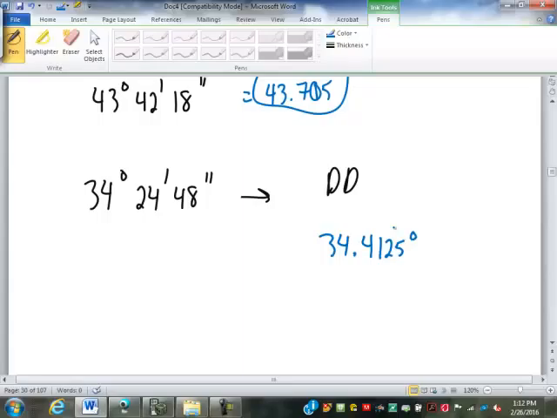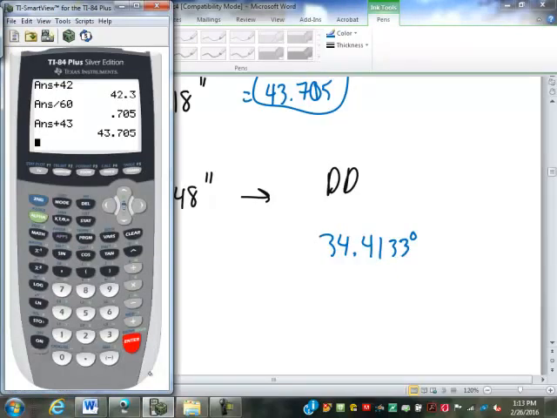You get 34.4125? Yeah, that's right, 41333. You're right. That's what I get for doing it in my head. So we've got 48 divided by 60. Then we're going to add the 24 to that. Then we're going to divide that by 60 and add the 34 degrees. So 34.4133333333.